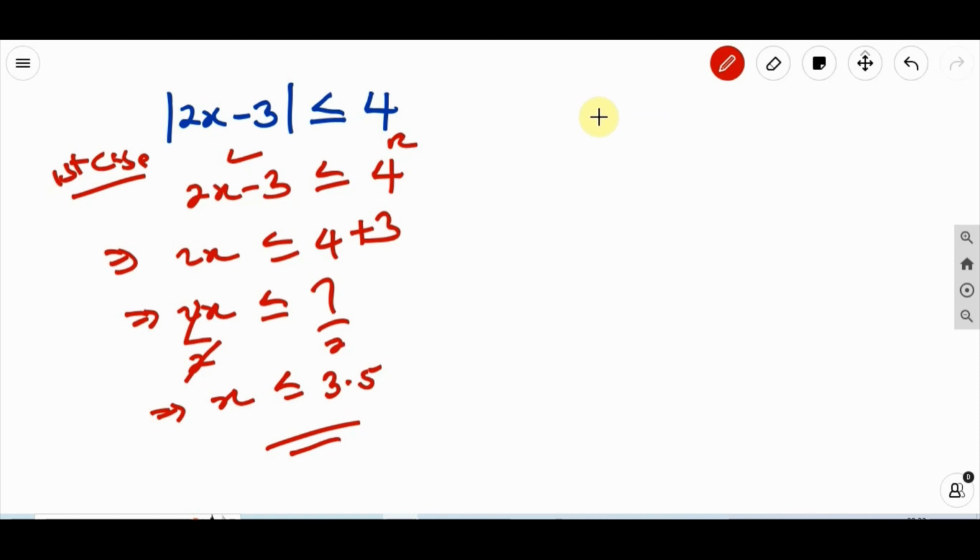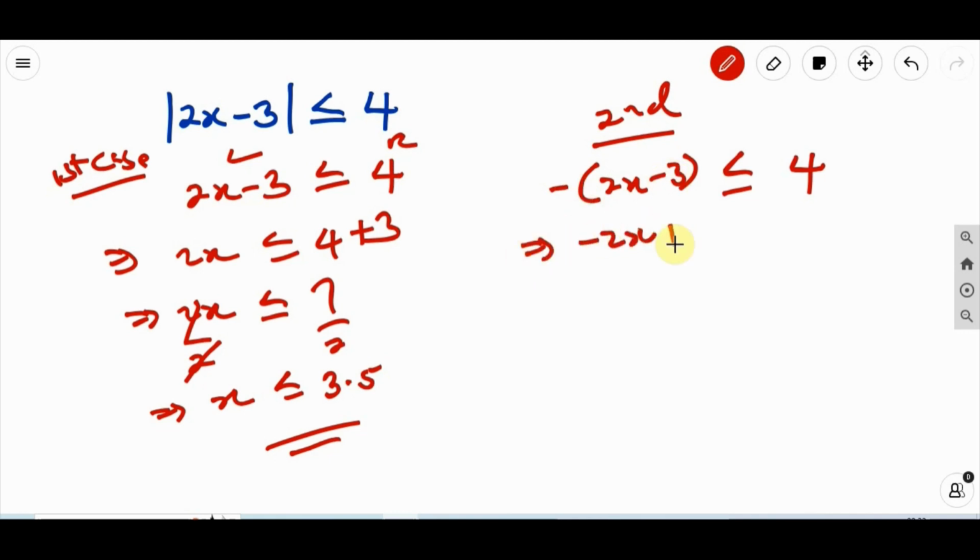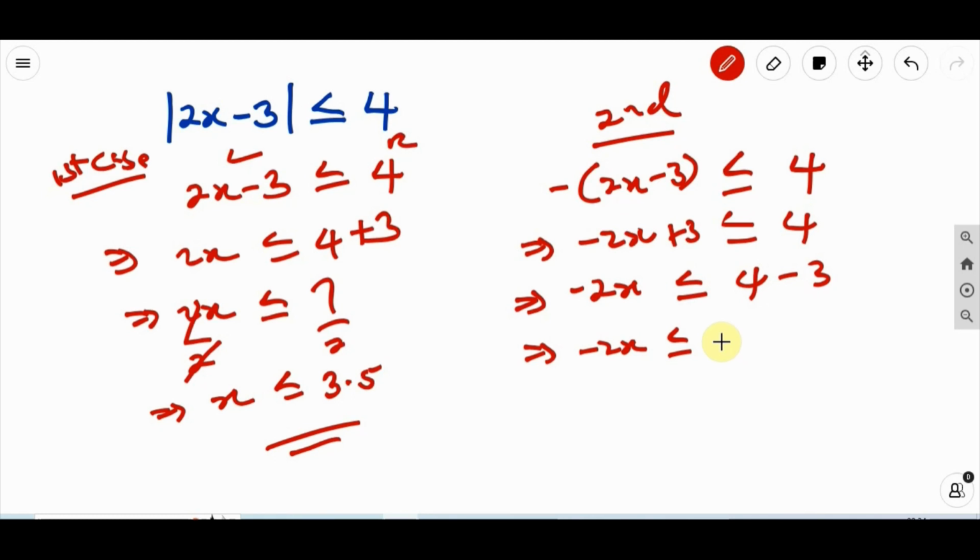Then for the second case, remember in the second case, you either take the right hand side as negative or the left hand side as negative. So I'm going to take the left hand side as negative. This is going to give me minus 2x minus 3 less than or equal to 4. So clearing the bracket, I will have minus 2x, minus times minus is plus 3, is less than or equal to 4. Collecting like terms, I'm going to have minus 2x is less than or equal to 4. This is plus 3, it's going to cross over to become minus 3. So this is minus 2x is less than or equal to 4 minus 3, which gives me 1.